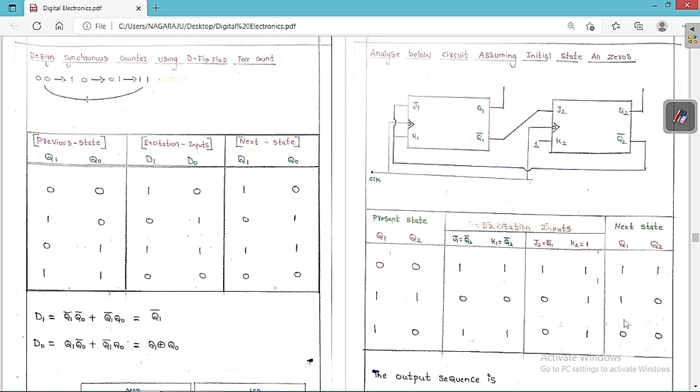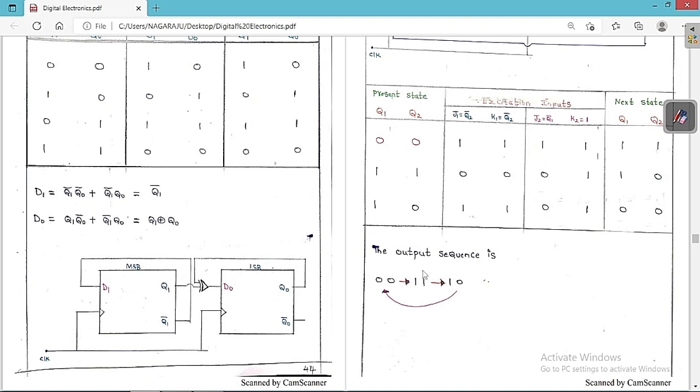Again we are going to get the same repetition. Therefore we are going to get the states like this: 0, 0, 1, 1, 1, 0. Again repetition: 0, 0, 1, 1, 1, 0. So it is in a repetition process. The output sequence is 0, 0, 1, 1, 1, 0, and again 0, 0. This is the sequence that we are going to get from this circuit diagram.